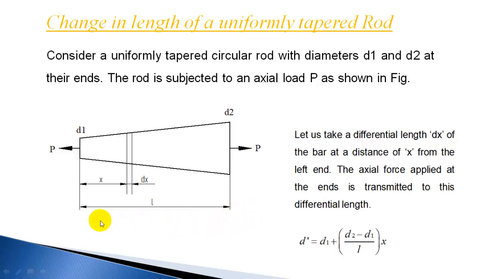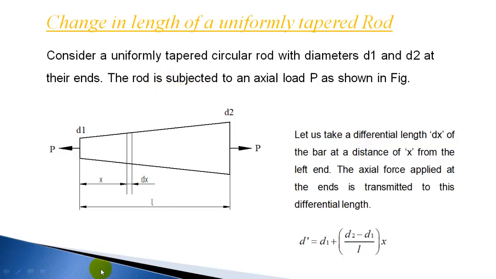So what will be the increase in 1 mm length? For a 1 mm length, it is going to be d2 minus d1 by L. So that is going to be the rate at which it is increasing, or the increase in 1 mm length. Okay, d2 minus d1 by L is the increase in 1 mm length.